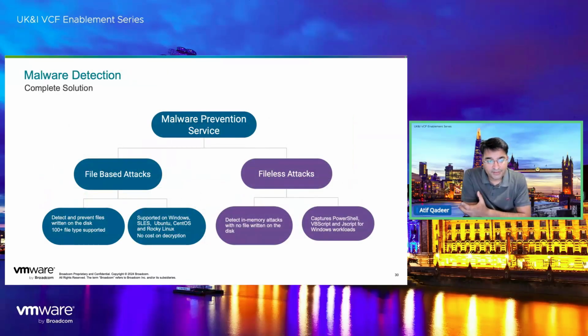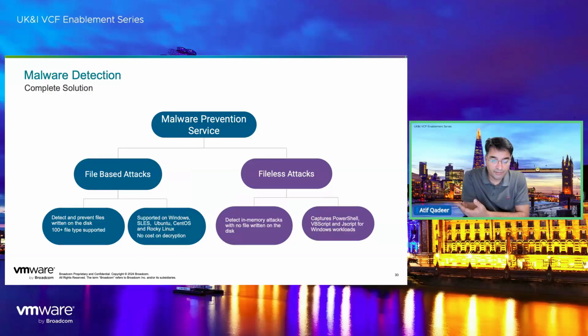From a malware prevention service perspective, we see file-based attacks, right? So that means it's a physical footprint of a file, a payload that exists on the operating system. So we can detect and prevent files of different file extensions. But now the bad guys are getting clever, right?